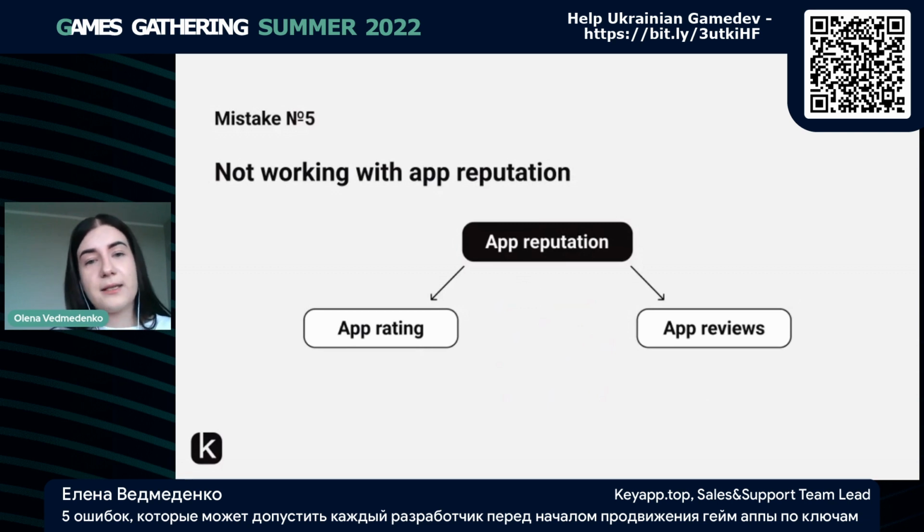And the fifth mistake is not working with app reputation. It has the same logic as the previous one, as app reputation consists of the rates your app has and the reviews your app has. So in such a way, a Google or Apple algorithm checks all these factors and decides if the app can get an increase in positions. Of course, even an app with a rating of 2.0 can occupy top one for some search requests. But anyway, it is much easier to put the app to top if the rating is high and if the app has positive reviews.